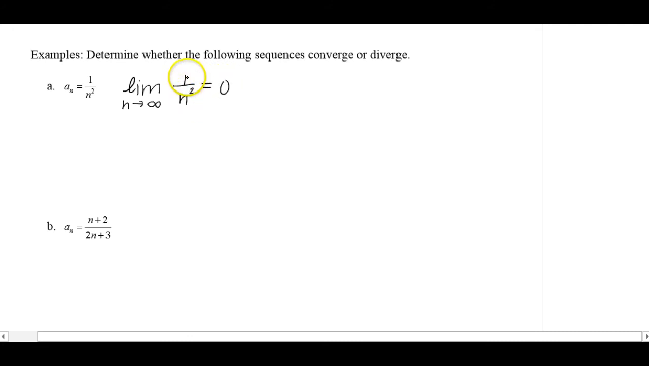The denominator is growing faster than the numerator. Now 0 is a real number, so we can answer the original question. We haven't done that yet. The original question was whether or not a sub n converged. So a sub n converges, and more than that, a sub n converges to 0. We know where the numbers in the sequence are headed. They're heading towards 0. A shorthand notational way to write that is a sub n, and we can write a little right arrow, 0.